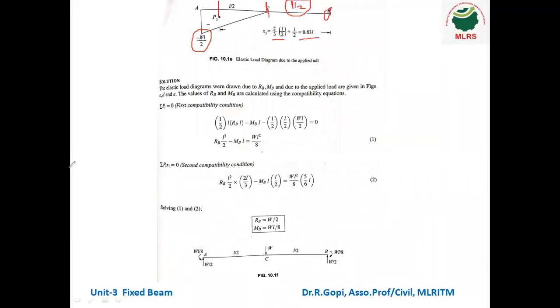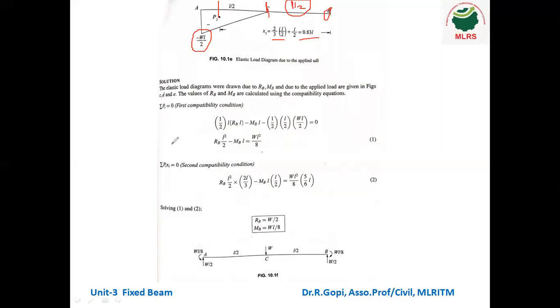Okay, students, now how to find RB and MB? In the propped cantilever beam, we applied one equation, A x bar divided by EI, for the calculation of RB. Here, instead of only RB, MB is also there, so instead of one equation, we have to apply two equations. What are the two equations? We know Moore's first theorem and second theorem.